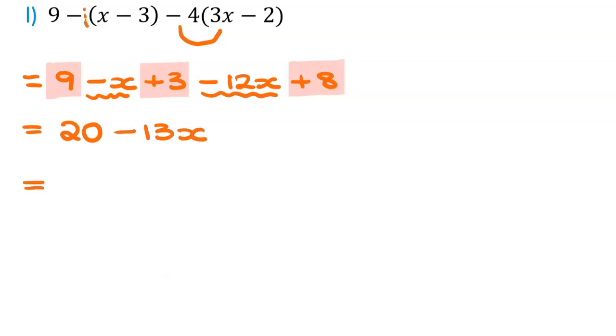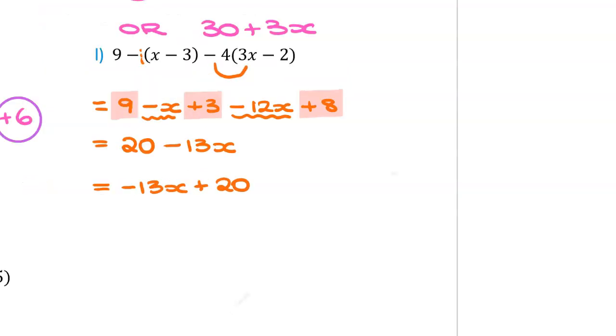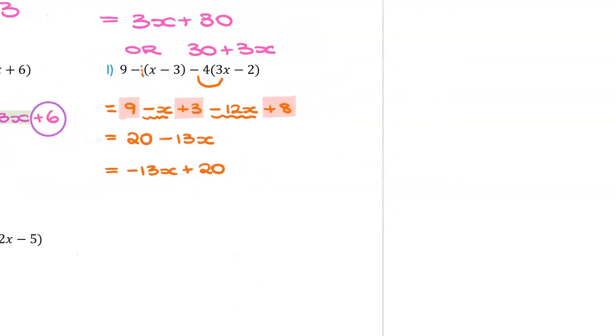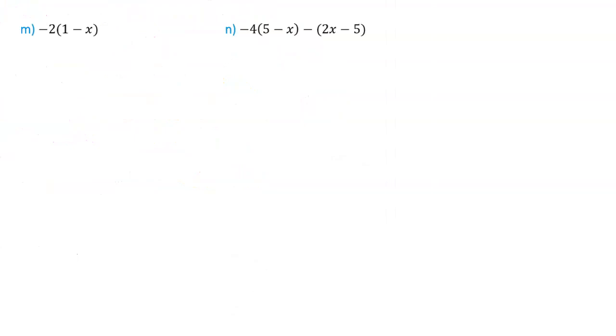You could have written that round with the x's bit at the start. So you could have written minus 13x because that negative belongs to that. And then what would go in between the minus 13x and the 20? That would be a plus, because when a number's written out the front by itself, it's a positive. Okay, I'd like you to have a go at m. It's a single bracket expansion. Hopefully that one was nice.